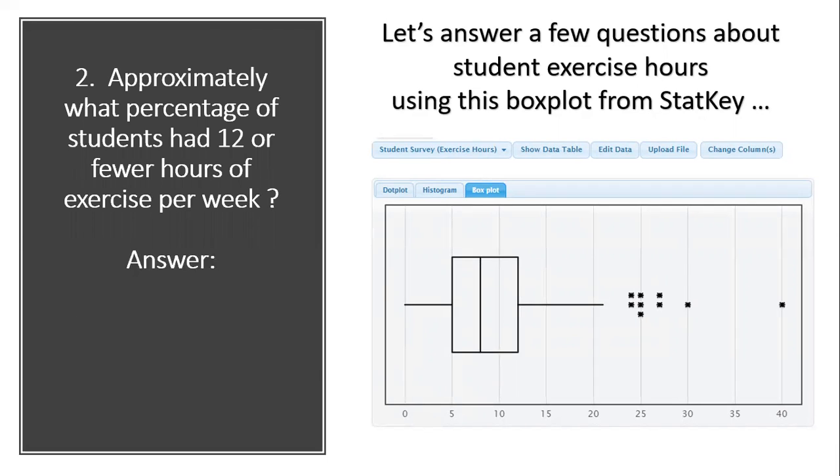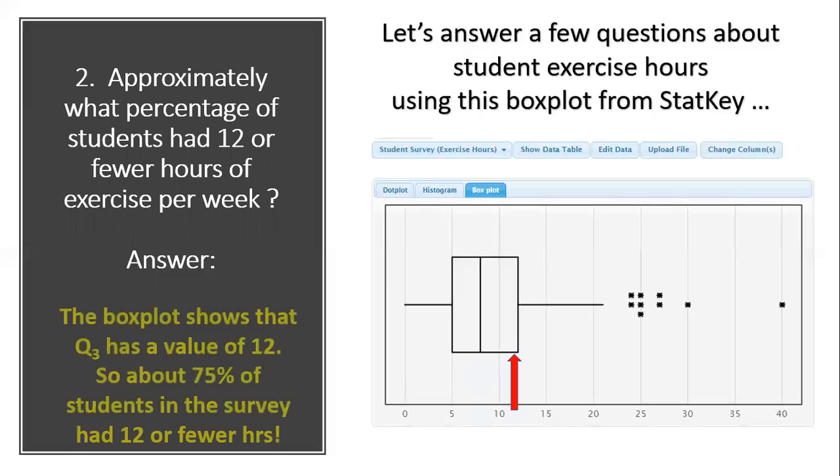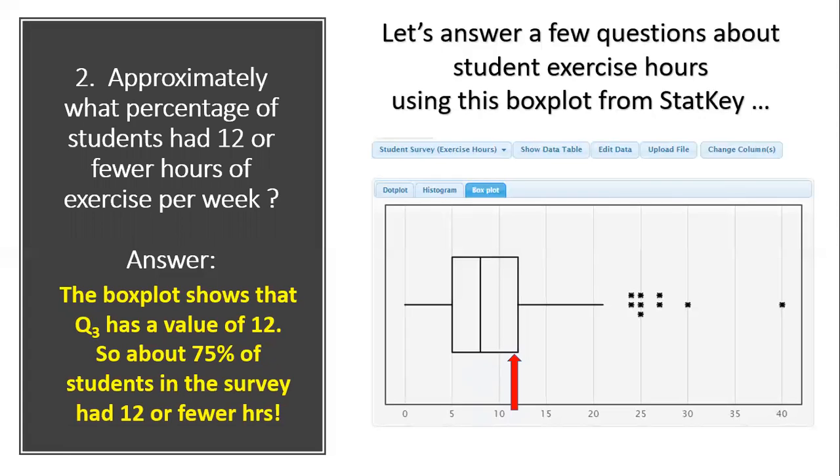Now for a second question, again by looking at the box plot, approximately what percentage of the students in this survey had 12 or fewer hours of exercise per week? Well, let's take a look at our scale and find where 12 hours is. It's right there. And we note that that's at the right end of the box in the box plot. Well, what is that place? Remember that the right end of the box marks the third quartile. So that gives us our answer. Since the box plot shows that Q3 has a value of 12, that means about 75%, or 3/4 of the students in the survey, had 12 or fewer hours of exercise per week. Again, by understanding the meanings of those visualizations in the box plot, we can answer that question.